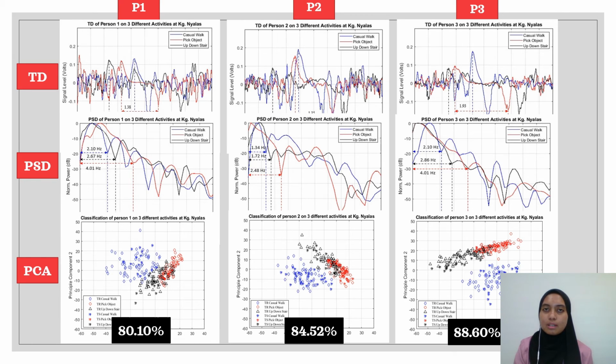Next, the total classification at Kampung Yalas is 80.10% for person 1, 84.52% for person 2, and 88.60% for person 3.